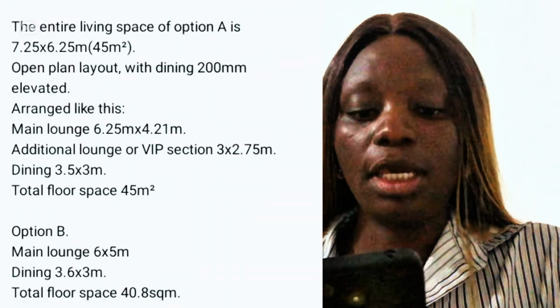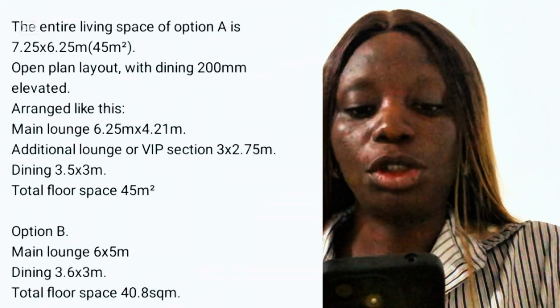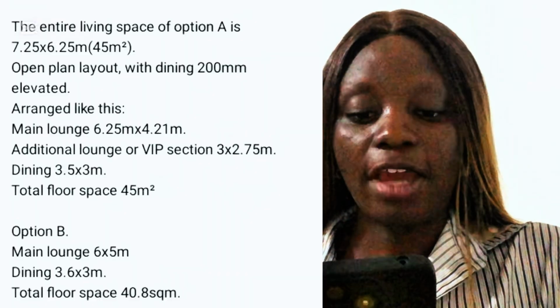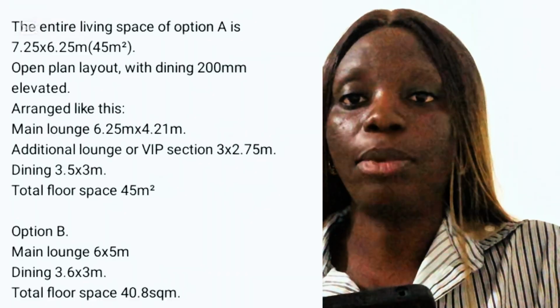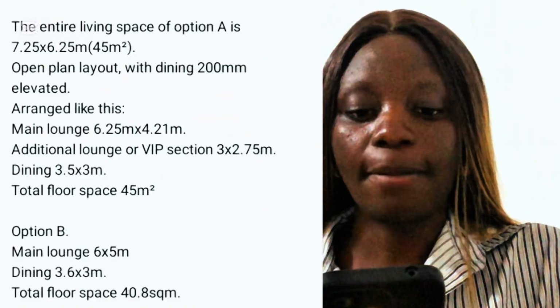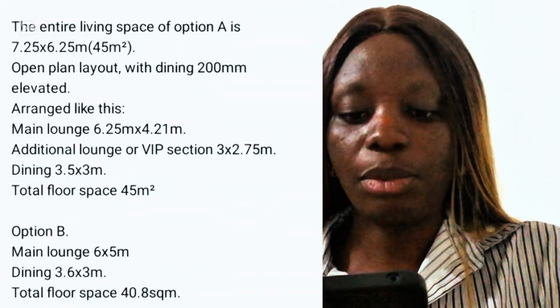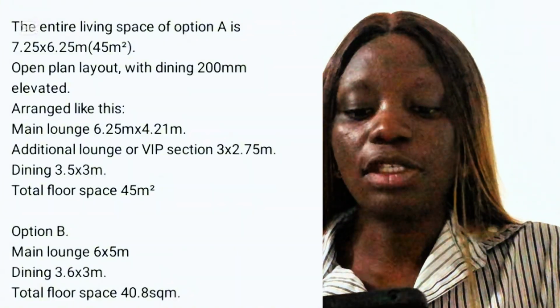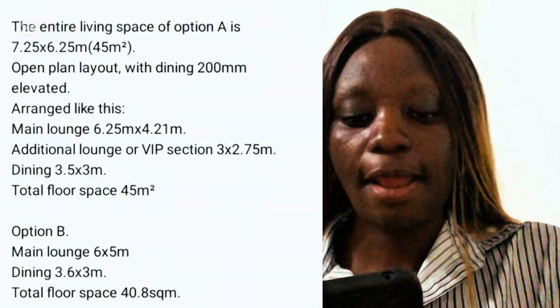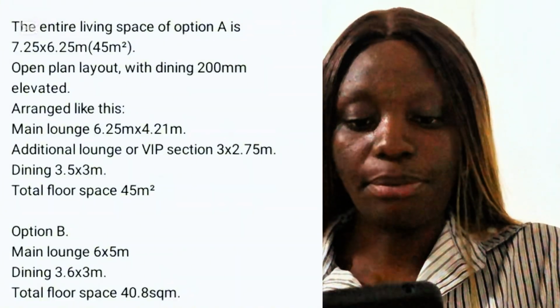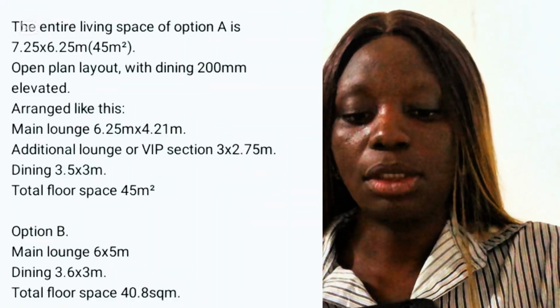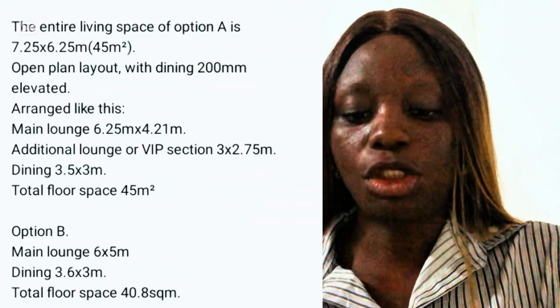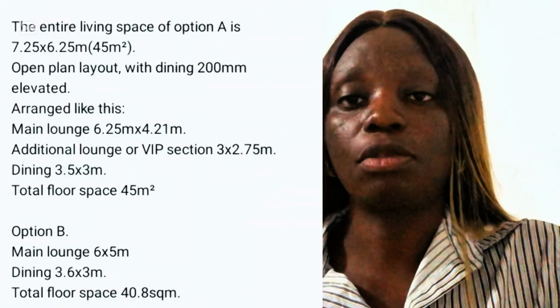Then option B is the main lounge is 6 by 5 meter. Dining is 3.6 by 3 meter. Total floor space is 40.8 square meter. Now it says that these two living spaces, which one is larger and better? Then the next thing is which of the options is more luxurious in terms of space?